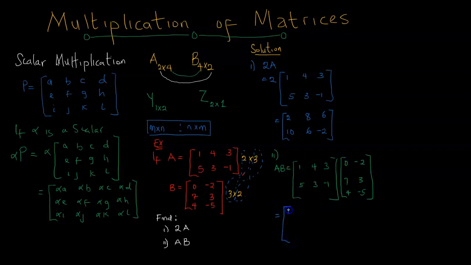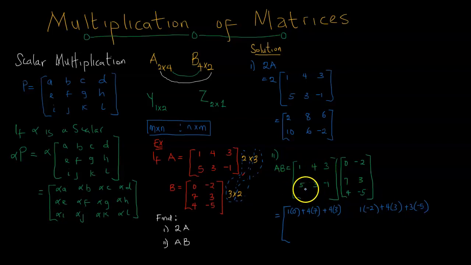1 times 0, that's 0, then plus 4 times 7, plus 3 times 4. Then we are still focusing on the first row. We are going to move to the second column. So 1 times negative 2 plus 4 times 3 plus 3 times negative 5. So we are done with the first row.